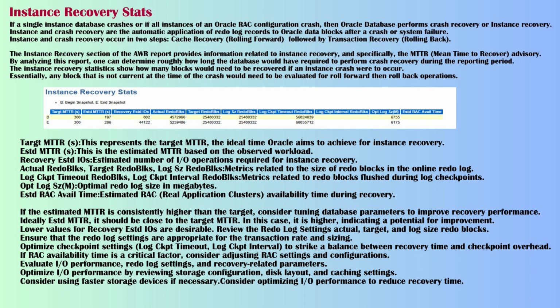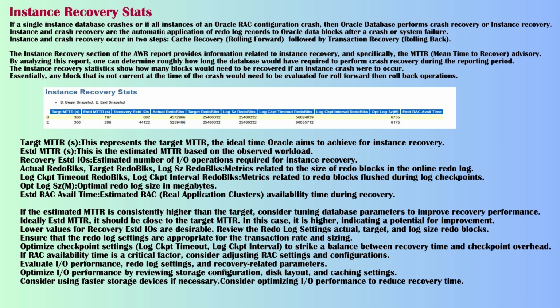However, if a single instance database crashes or if all instances of an Oracle RAC configuration crash, then Oracle database performs crash recovery at the next startup. If one or more instances of an Oracle RAC configuration crash, then a surviving instance performs instance recovery automatically. Instance and crash recovery occur in two steps: cache recovery followed by transaction recovery. Cache recovery, rolling forward. During the cache recovery step, Oracle database applies all committed and uncommitted changes in the redo log files to the affected data blocks.